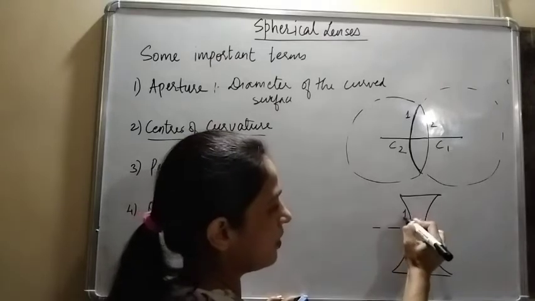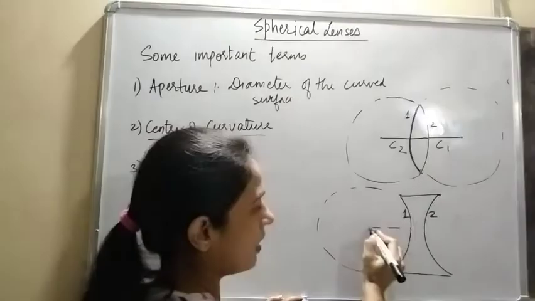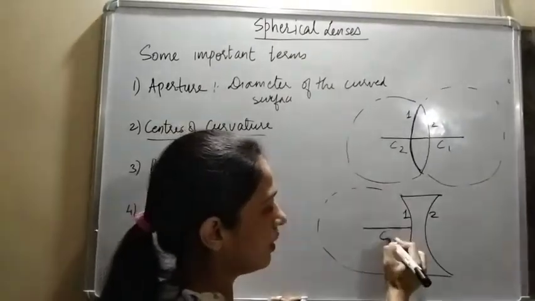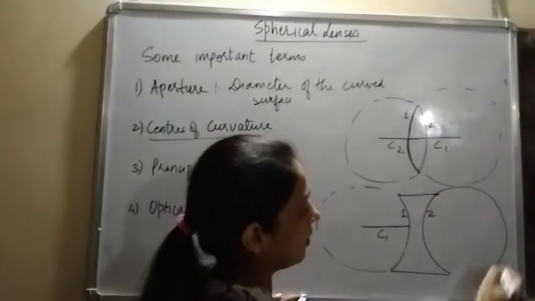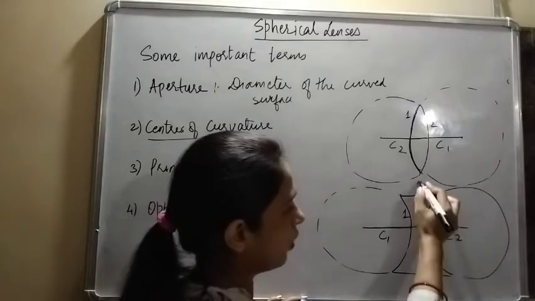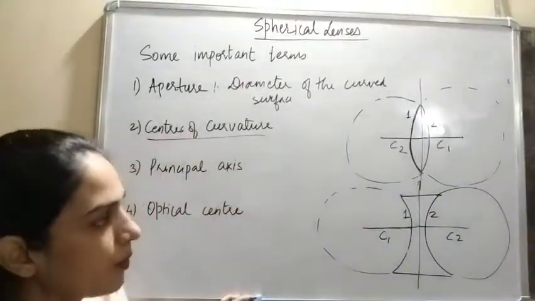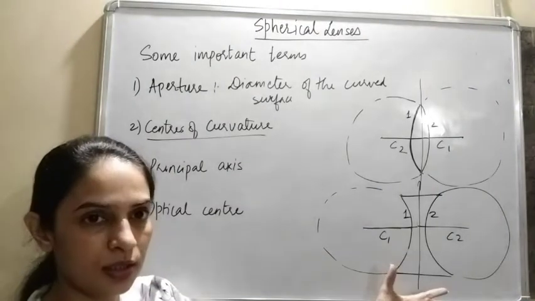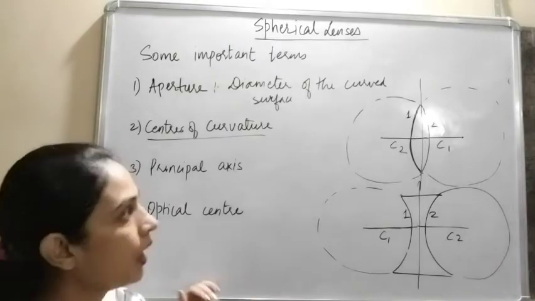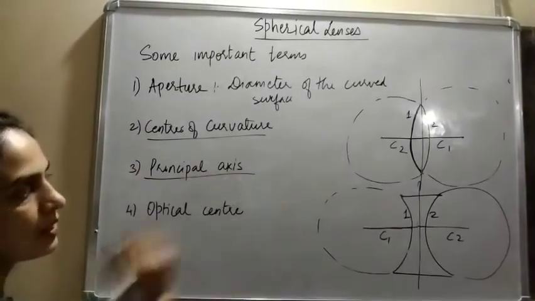Similarly, this is a concave lens. This is surface 1 and this is curved surface 2. This surface is made out of this sphere, so this will be C1, and here this will be C2. This will be the center of the sphere, right? So the two centers of the spheres of which the lens is a part are known as the centers of curvature.